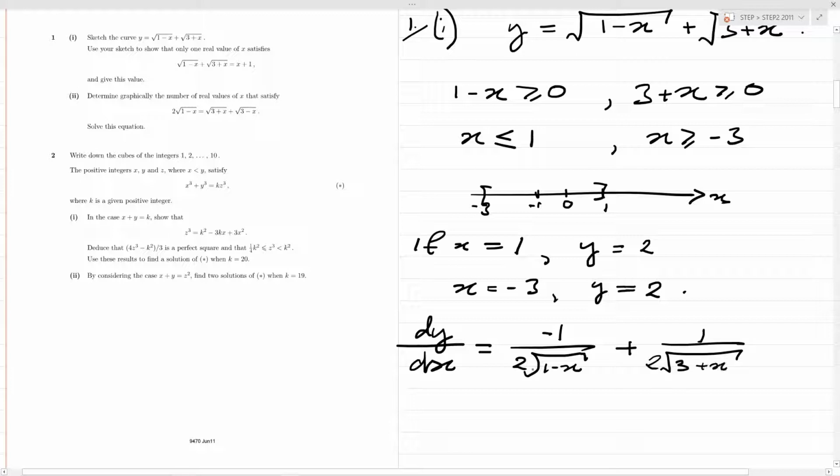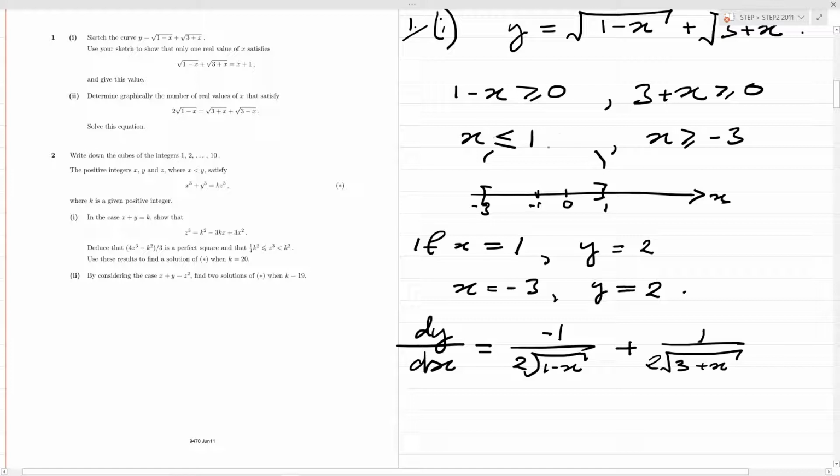Now, we can see immediately that if x is 1, the bottom goes to 0, which means 1 divided by 0 is going to blow up to infinity, either negative or positive. In this case, it's going to be negative. So we're going to get a very steep gradient here at 1. We can just imagine this sort of thing, and it's going to be infinite here, which corresponds to a vertical line. Similarly, if x is minus 3, we're going to get this very steep gradient here. And so now we've already got a rough idea.